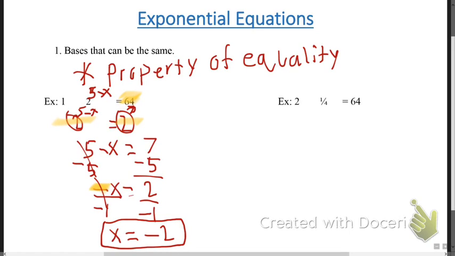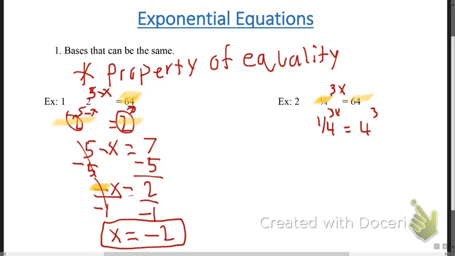Now I will be showing you the second example. This example may look a little tricky because it has the 1/4 here at the beginning. Now, how in the world can 1/4 equal 64? Well, our example will be 1 over 4 to the 3x equals 64. Now, 4 to the third is equivalent to 64, so we will write that down here. So we get 1/4 to the 3x equals 4 to the third. However, 1 over 4 to the 3x does not equal 4 to the 3.